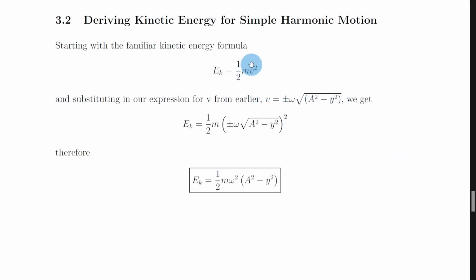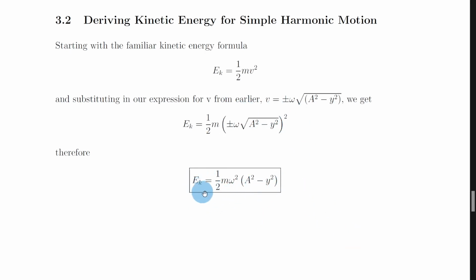And if you substitute this into here, you get Ek equals a half m times plus or minus omega times the square root of a squared minus y squared all squared. But then if you square this term in brackets, you end up with the equation we want, which is Ek equals a half m omega squared times a squared minus y squared.